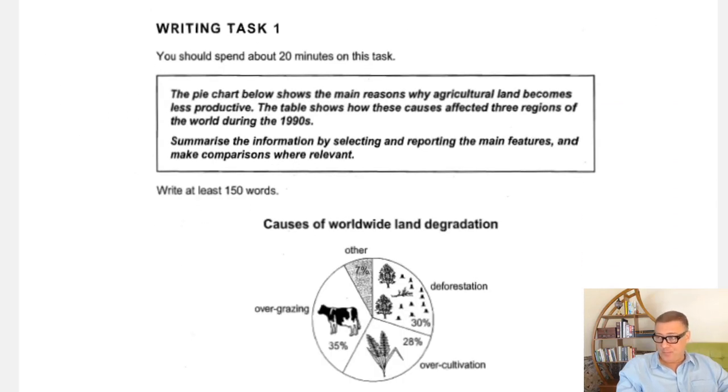Okay, so this is the graph that we're going to look at, a specific example. The pie chart shows the main reasons for why agricultural land becomes less productive. The table shows how these causes affected 3 regions of the world during the 1990s. Okay, so it's in the past.